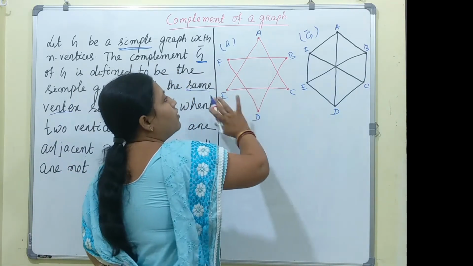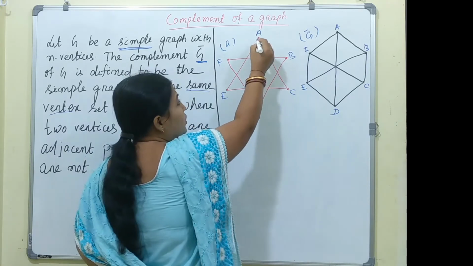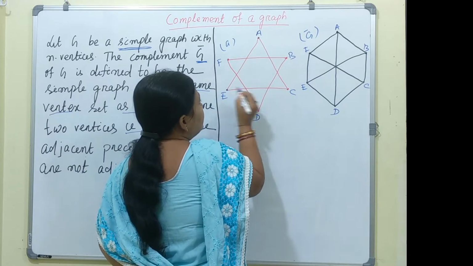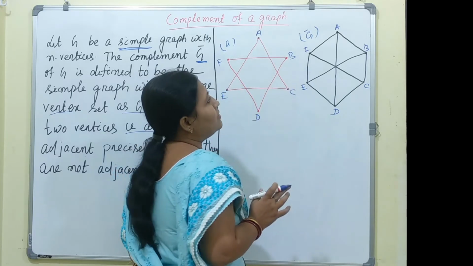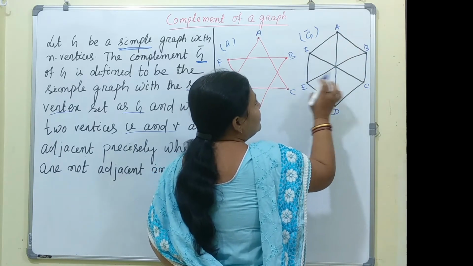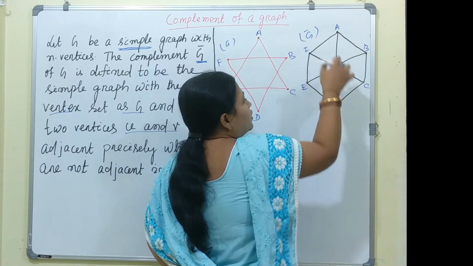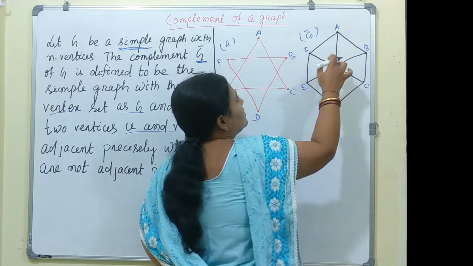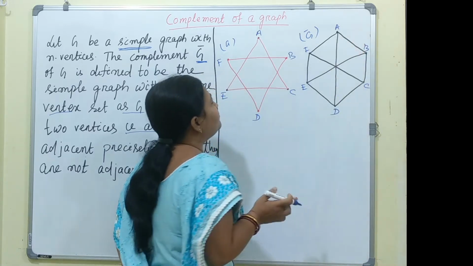Now checking the adjacent edges in G and G bar. In graph G, A is adjacent with C and E. So in G bar, A is not adjacent to E and C, and A is adjacent with the other 3 vertices, that is F, B and D. See this, A is adjacent with F, B and D.